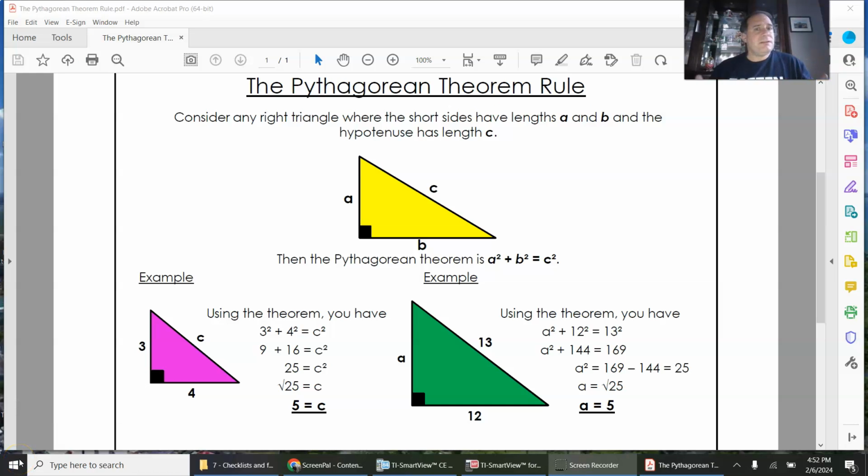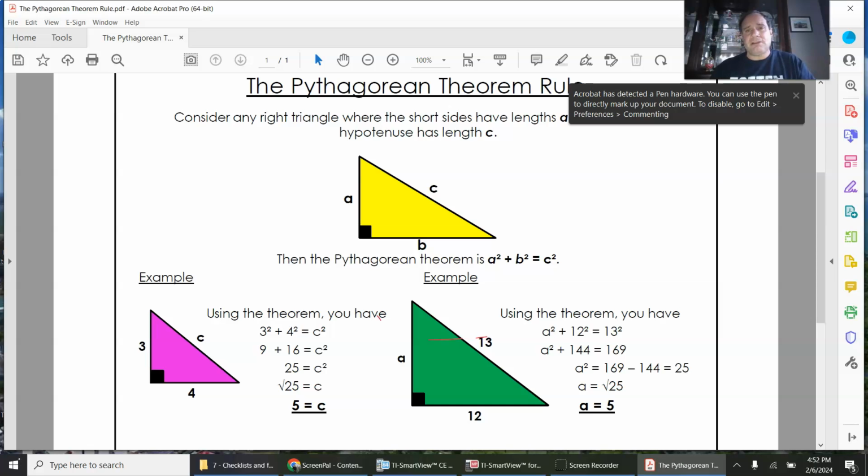Just remember the rule is consider any right triangle when the short sides have lengths of A and B, and the hypotenuse has a length of C. The hypotenuse is always opposite that right angle. So you're drawing that arrow right from the right angle to side C. Using the Pythagorean Theorem, you either round it or you leave it as an exact value. Example is shown below. And these are 2 examples that when you have side C and B or A, then you would do what you have here on the right hand side.